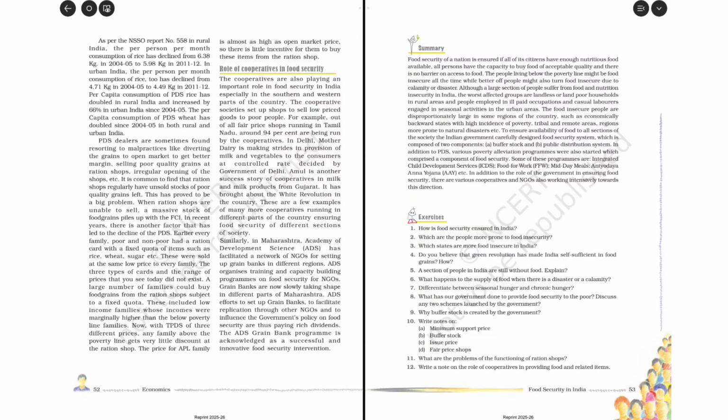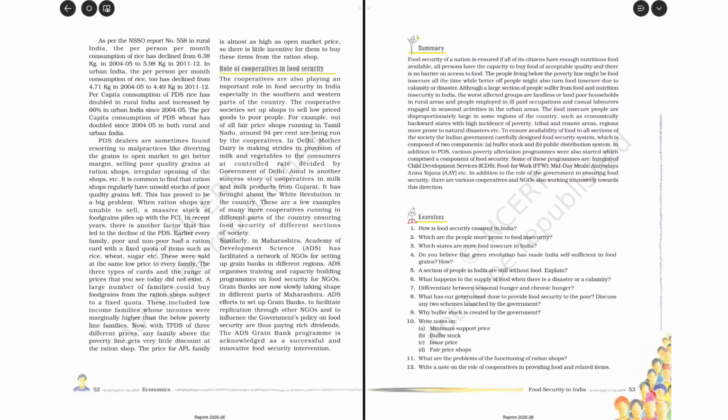When ration shops are unable to sell, a massive stock of food grains piles up with the FCI. In recent years, there is another factor that has led to the decline of the PDS. Earlier, every family, poor and non-poor, had a ration card with a fixed quota of items such as rice, wheat, sugar, etc. These were sold at the same low price to every family. The three types of cards and the range of prices that you see today did not exist. A large number of families could buy food grains from the ration shop subject to a fixed quota. These included low-income families whose incomes were marginally higher than the below-poverty-line families.